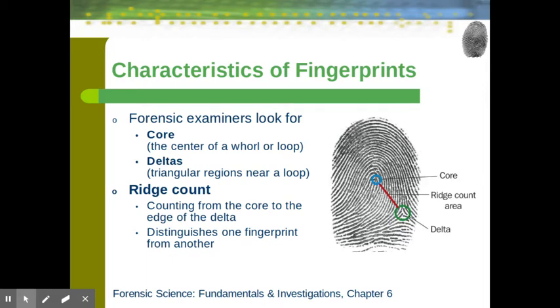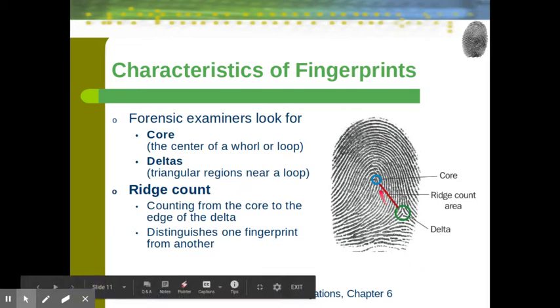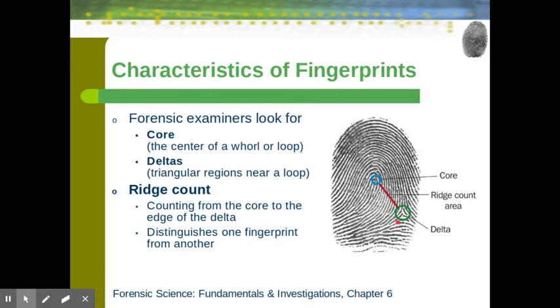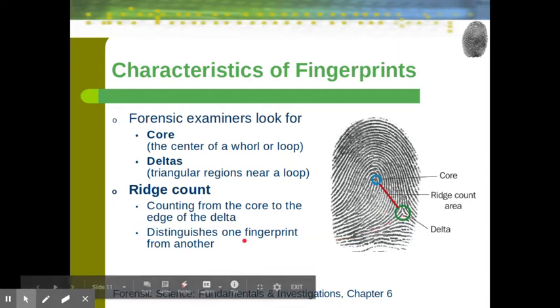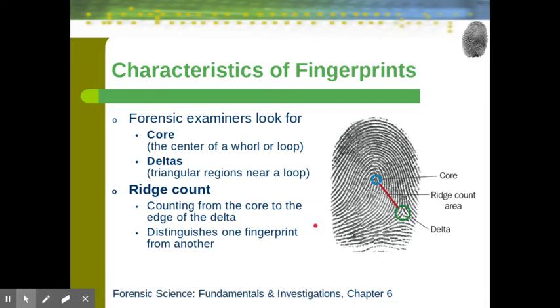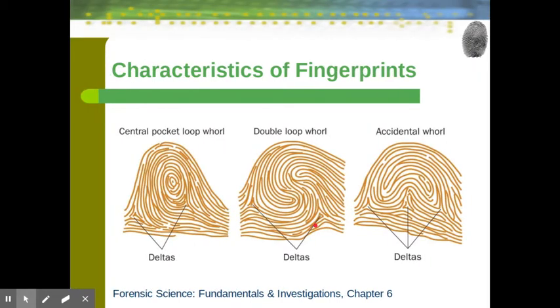So forensics examiners, they're going to look for these little minutia. One of the things we can do is count the ridges. So how many ridges are here? What's the ridge area count? There's an example of the delta we just spoke of. So these little minutia are going to be what we look for to distinguish a fingerprint from someone else's.